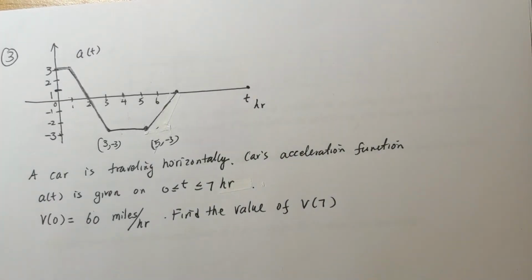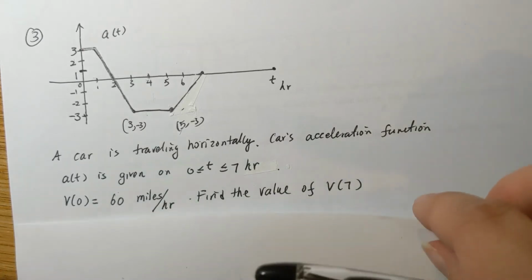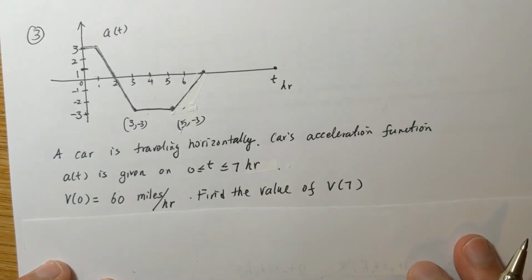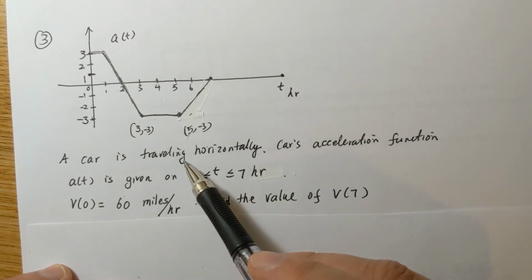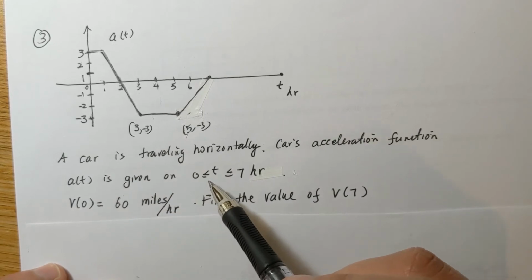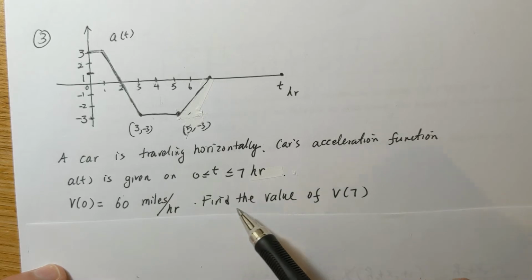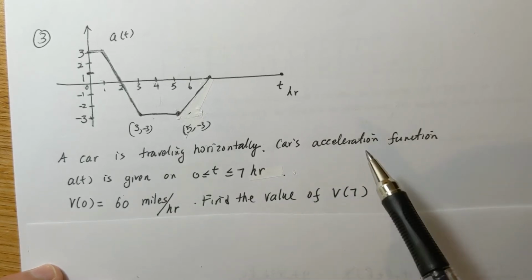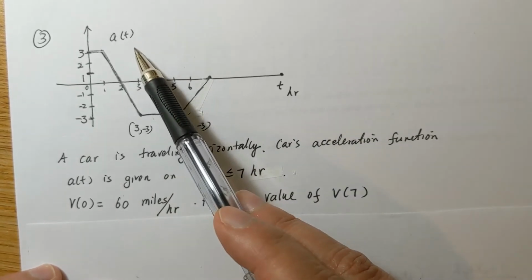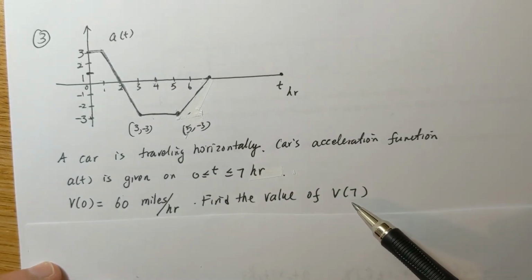Let's take a look at question number 3. So number 3, we have a graph over here. So let's take a look at this. A car is traveling horizontally. The car's acceleration function a of t is given on the interval from 0 to 7 hours. V of 0 equals 60 miles per hour. Find the value of V of 7. The graph of a of t is given. V of 0 is 60. V of 7 is the one you're looking for.